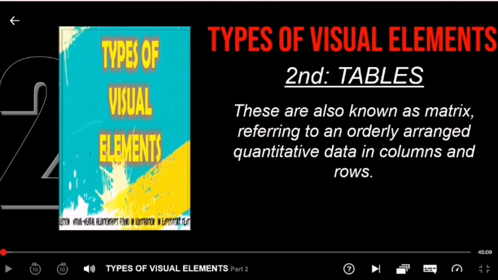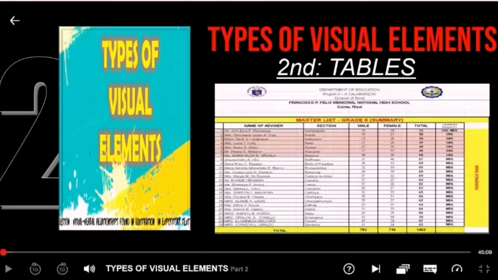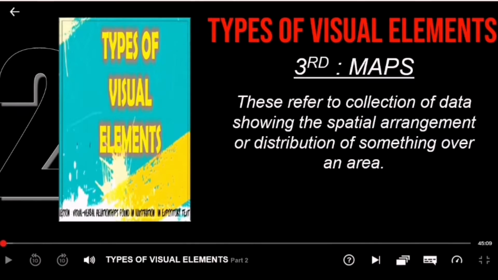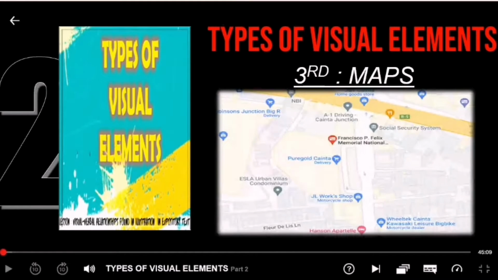The second visual element is the tables. These are also known as matrix, referring to an orderly arranged quantitative data in columns and rows. This is an example of table. The third one is the maps. These refer to collection of data showing the spatial arrangement of distribution of something over an area. And this is the example of a map.